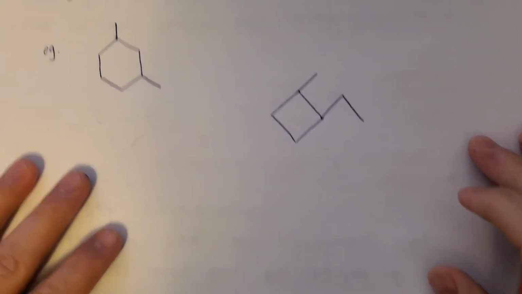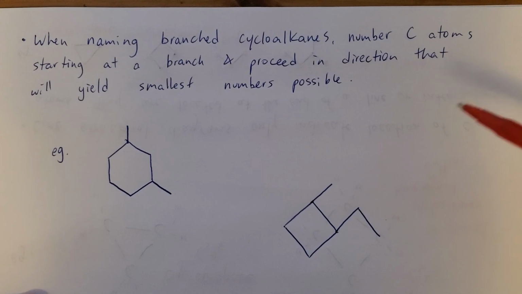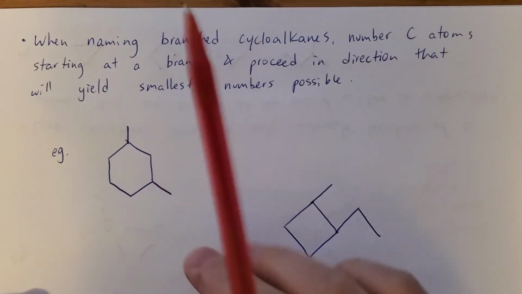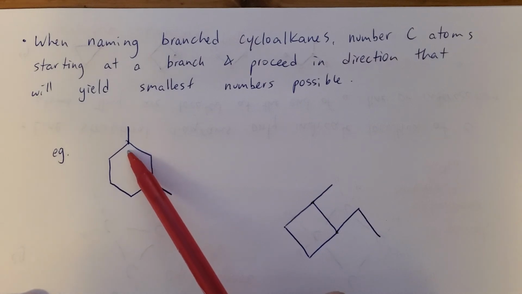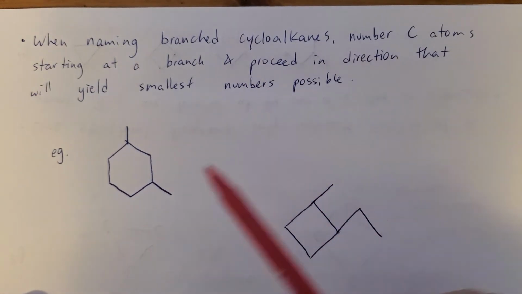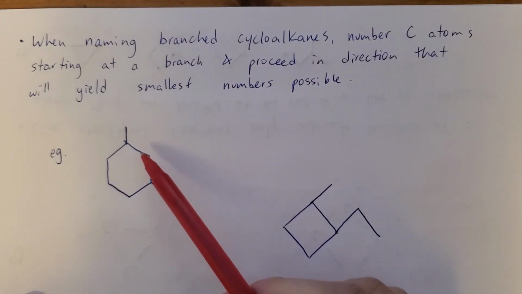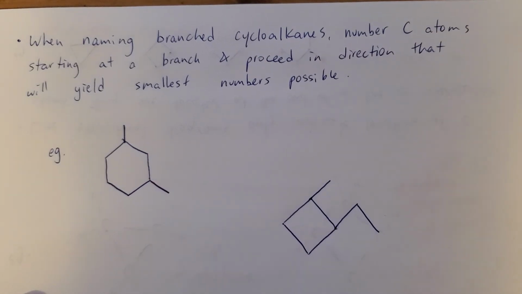So let's name them now. When you're naming branched cycloalkanes, you number the carbon atoms starting at a branch. These can be rotated in any way, so the top one isn't necessarily 1. Okay, actually looks like I made 2 where the top one will be 1. I'll change that up. And you go in a direction, you can go clockwise, anti-clockwise, whatever will give you the smallest numbers.